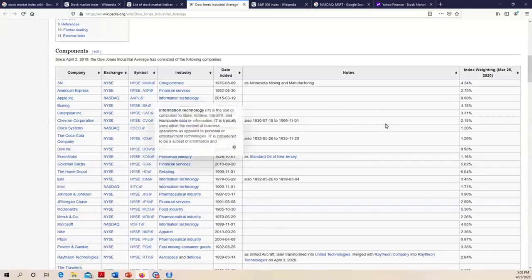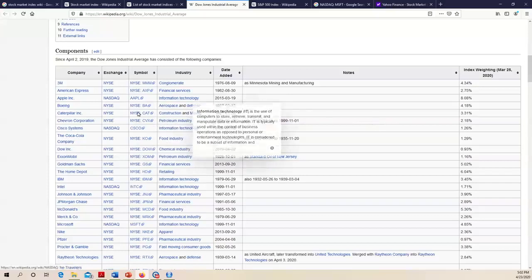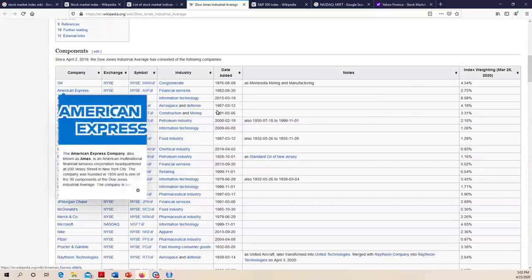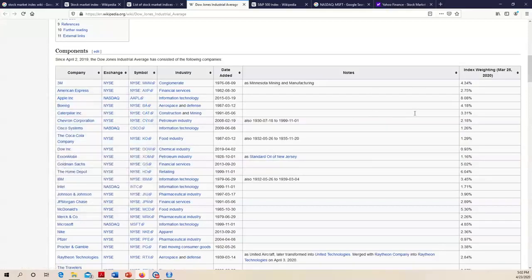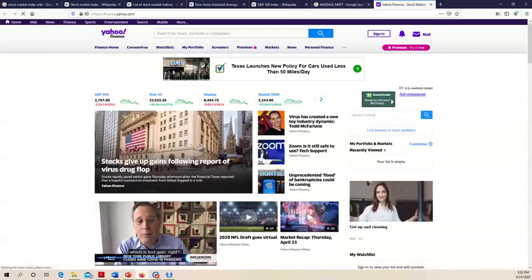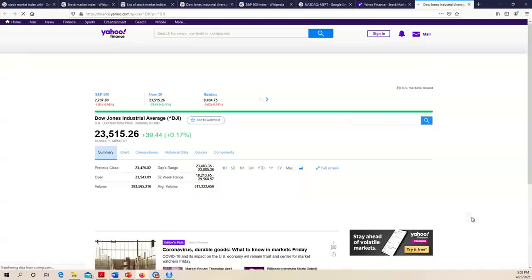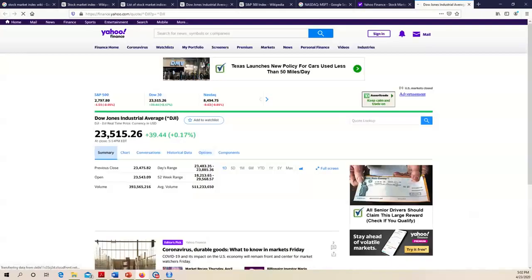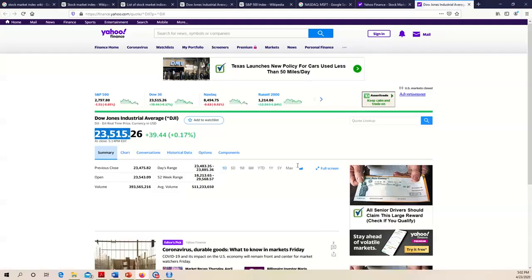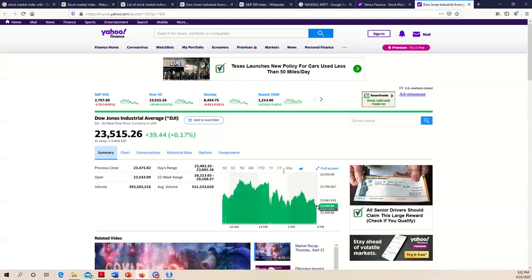And Apple belongs to the information technology sector. American Express belongs to the financial services industry. And you have the date when American Express was included in the Dow index. So, okay, the latest value for this Dow index is roughly 23,515. Compared with yesterday, this number has increased by 0.17%, right?